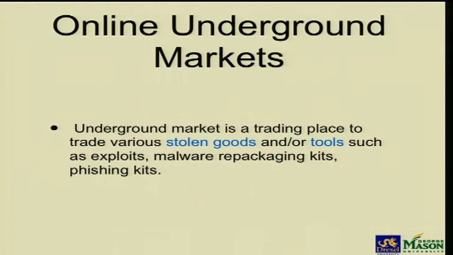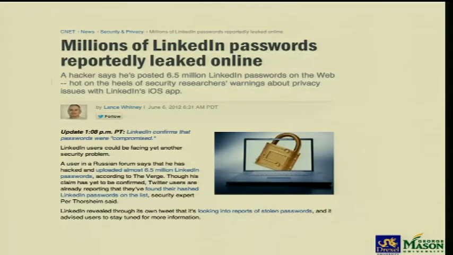So underground markets are the places for trading stolen goods, like stolen passwords and account numbers and email accounts, and the tools that can be used to steal these credentials from people, tools like exploits and malware repackaging kits and phishing kits. Many of you might remember this incident that happened in June this year, where a user in a Russian forum said that he hacked and uploaded almost 6.5 million passwords from LinkedIn. So the underground forum where this incident happened would be an example of an online underground market.